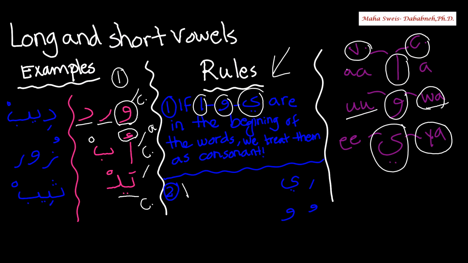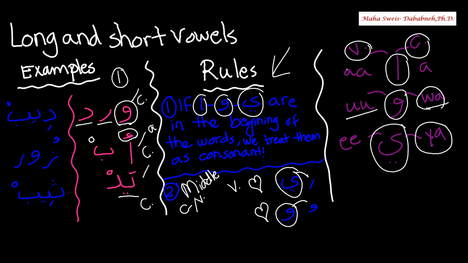Rule number 2, if waw or ya are in the middle of the word. If waw or ya are in the middle of the word, sometimes they are consonants, sometimes they are vowels. So if ya is preceded by kasra, ya and kasra are couples and they like each other. So we treat ya as a vowel. If waw is preceded by dammeh, waw and dammeh are couples as well. We treat them as vowels. Okay? This is a very simple rule.